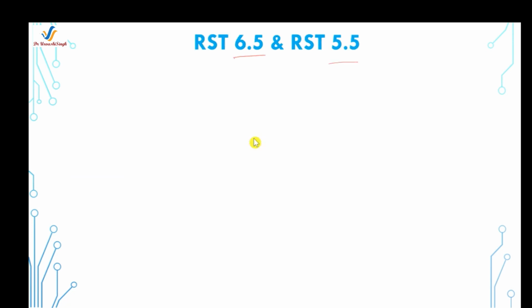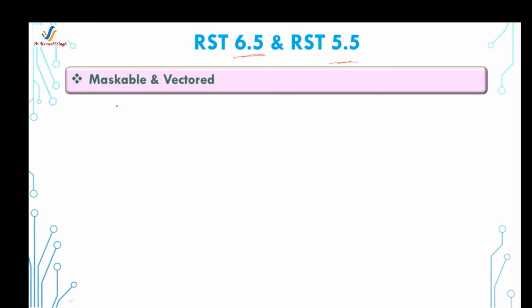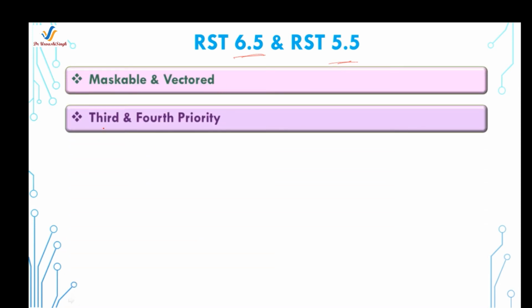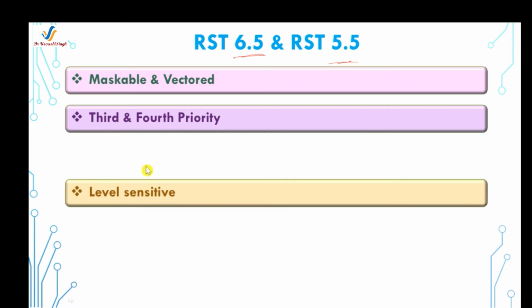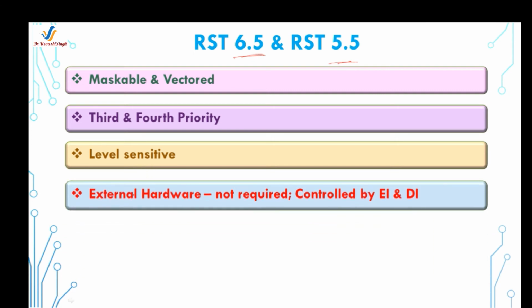Now the next one is RST 6.5 and 5.5. These interrupts are maskable and vectored, as you already know, and the priority is third and fourth respectively. Both are level sensitive, and both do not require any external hardware while controlled by the EI and DI instructions.